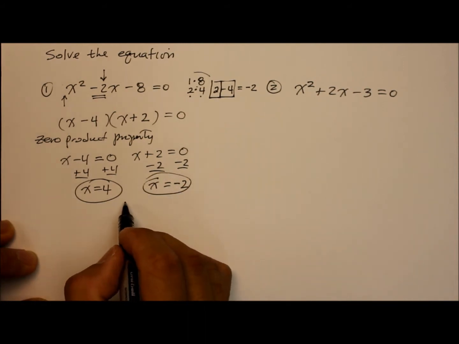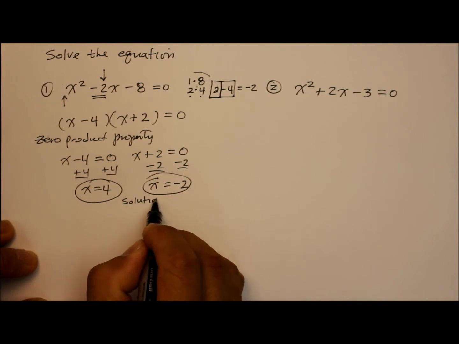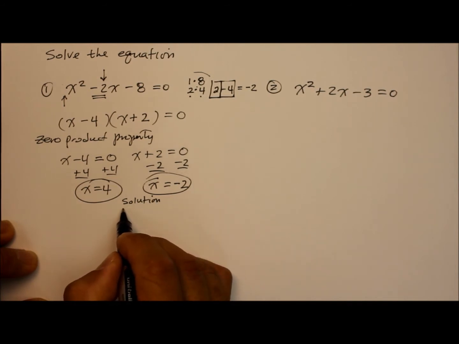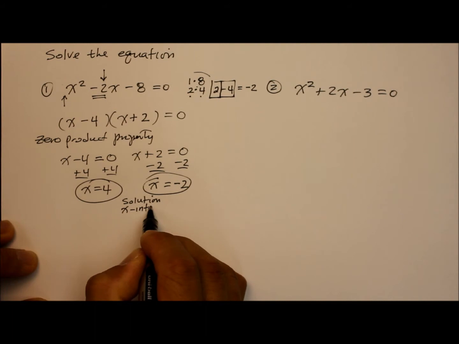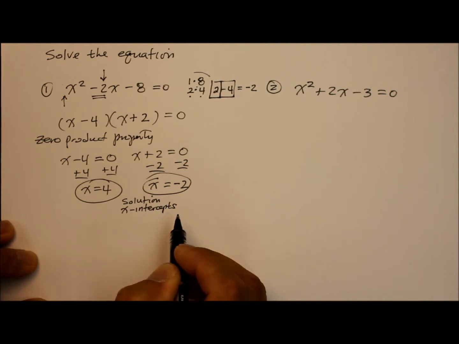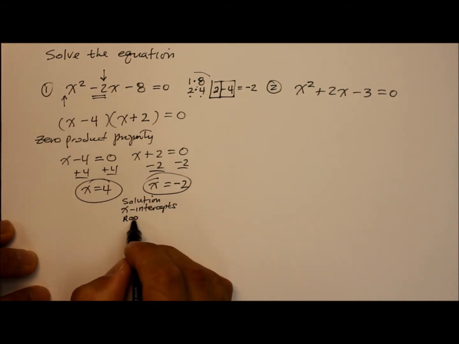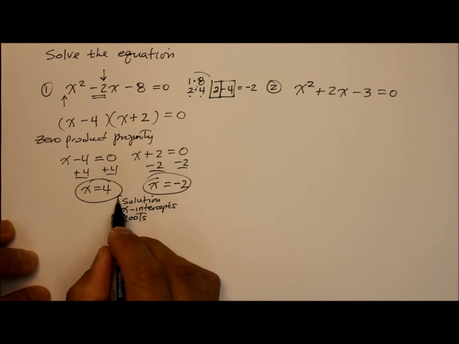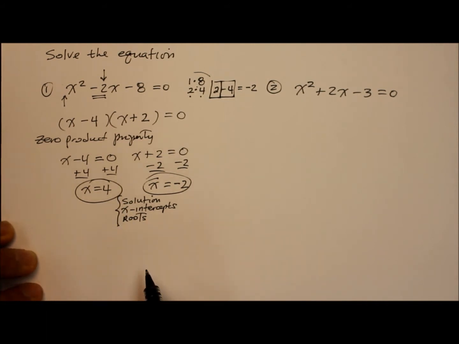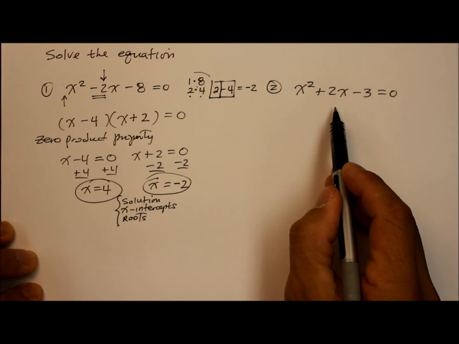And sometimes these are called not only solutions; when you're graphing them, they're also sometimes known as the x-intercepts. And also they're sometimes called the roots of the function. And they all mean the same thing. Now why don't you try this one over here?